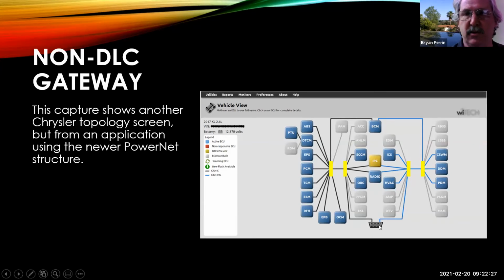But see here, my scan tool talks to the DLC. There's two different networks. These happen to both be 2-wire networks. So this is not a wiring schematic, it's a topography screen. It's just showing how things are touching each other, connected to each other.